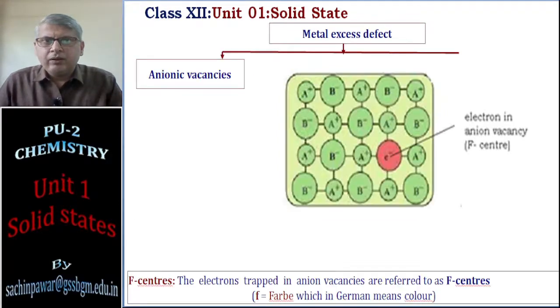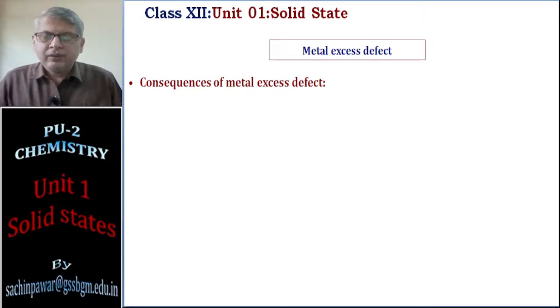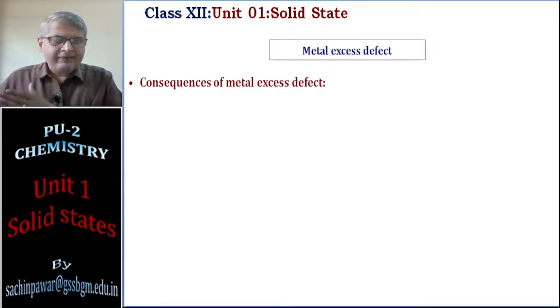So, consequences of metal excess defect. I just told you, metal excess defect can be due to anion vacancies. In anion vacancies, some anions leave the lattice sites, electrons come there, and those places become F centers. In metal excess defect, some extra cations along with some extra electrons go to the interstitial site. Because of this, what will happen? These are the consequences of metal excess defect.